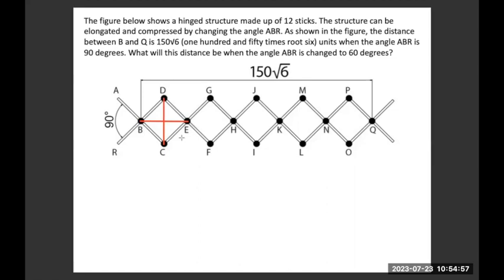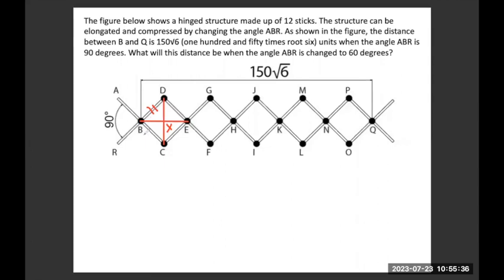In this case, I first need to find what BE is. Why I need to find BE is because this distance, I'm just writing x here, BX. We are more interested in finding the length BX when this angle is 90 and when this angle is 60 degrees, not 90. But first, I need to find this angle BD, because I don't know it.